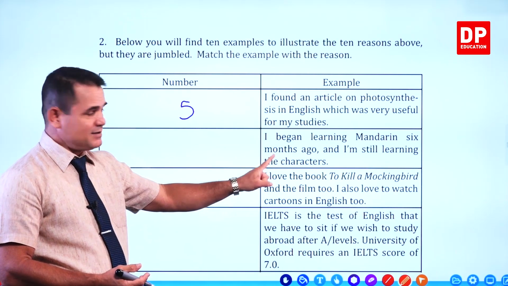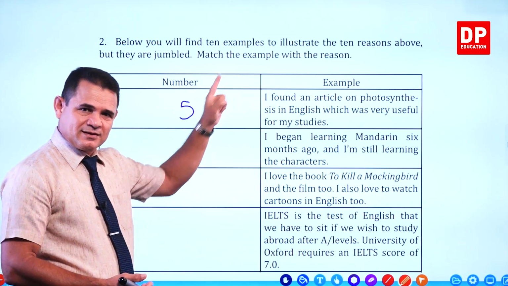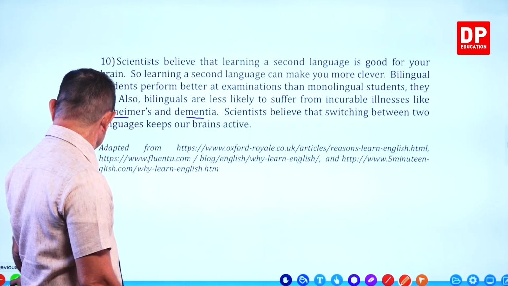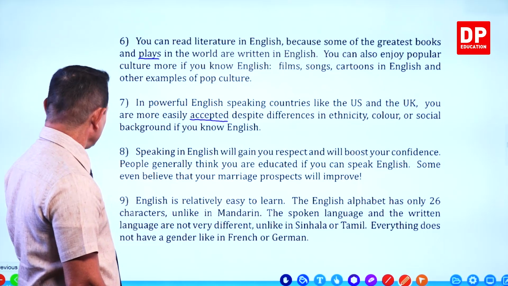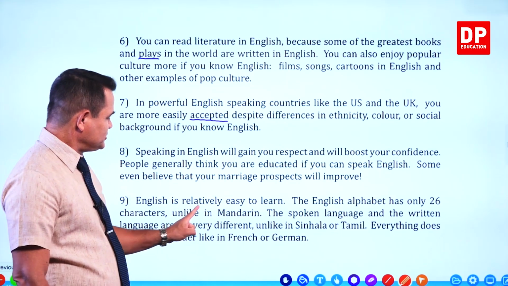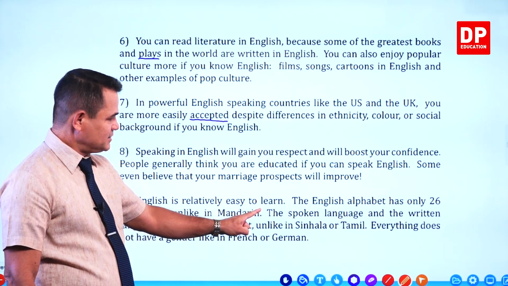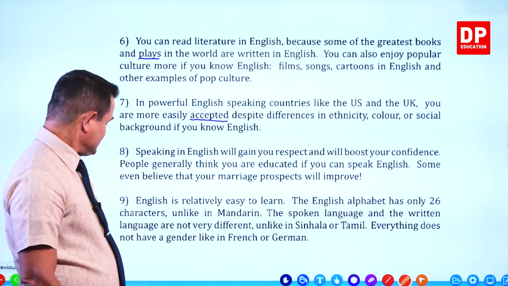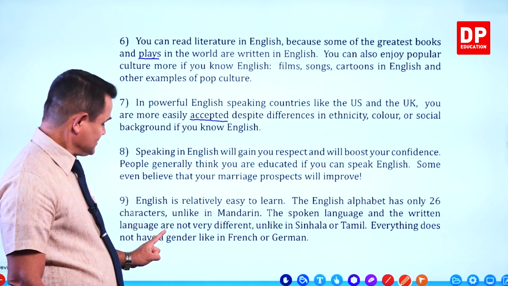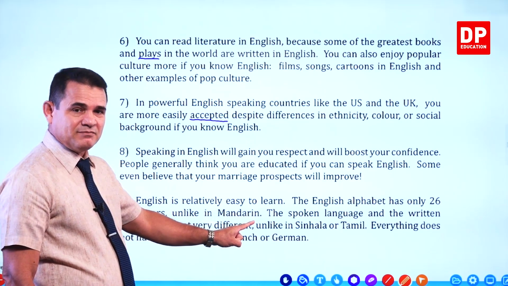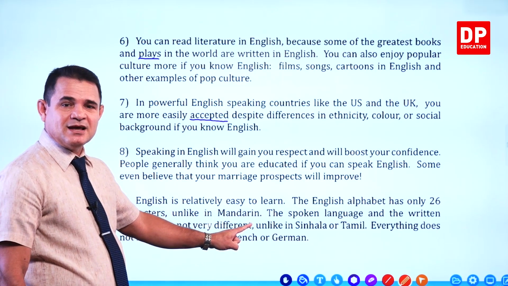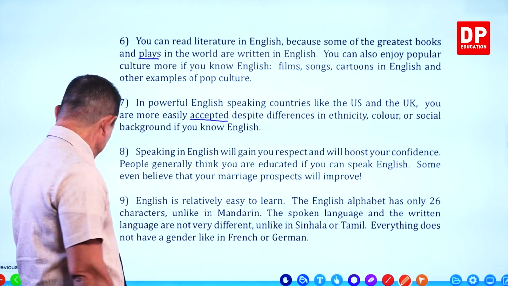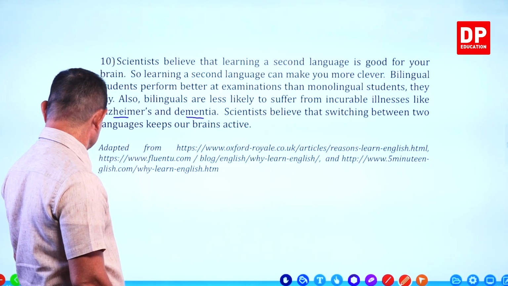So I am still learning. This is the example. So which paragraph matches this? Let's see the one you read earlier. Now just have a look at this one. English is relatively easy to learn. The English alphabet has only 26 letters or characters. Unlike in Mandarin. It is not like in Mandarin. So this is the example that matches what was read there, isn't it? Then we can put there number 9.